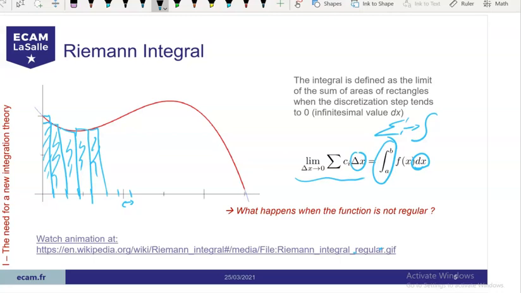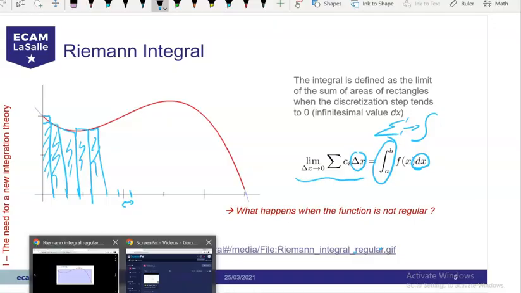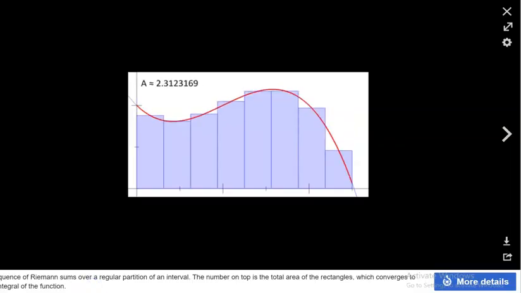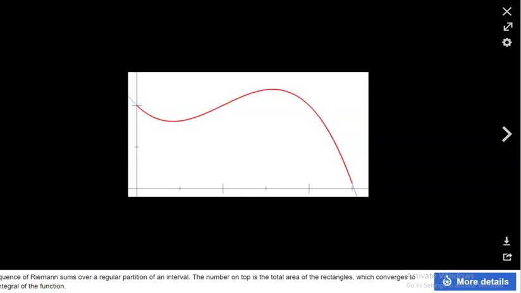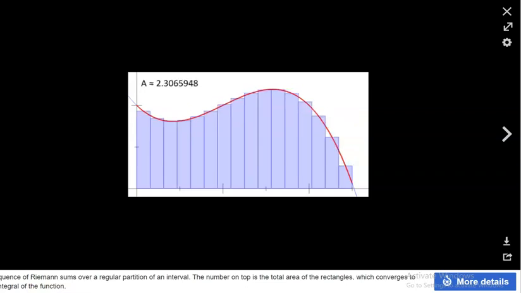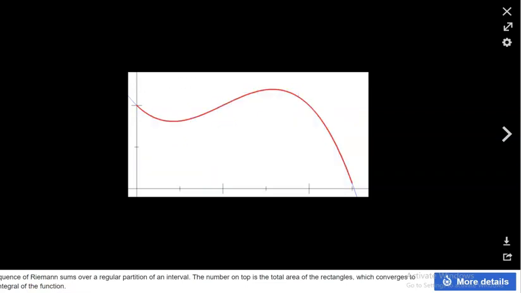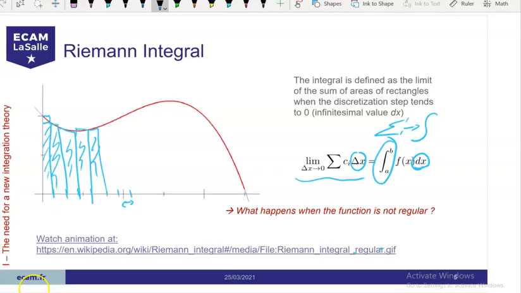So you've got this animation that comes from Wikipedia, that shows you how we are getting a better and better approximation of the area below the curve as the discretization step becomes smaller and smaller. All right, so this seems a pretty nice way to calculate this area. But the question that arose then was, okay, that's good, but what's happening when the function is not regular? Can we still do that?